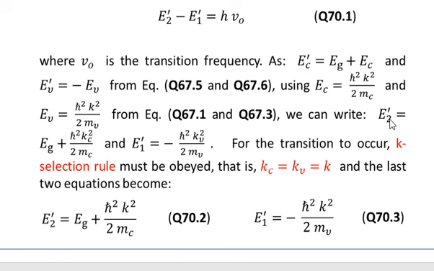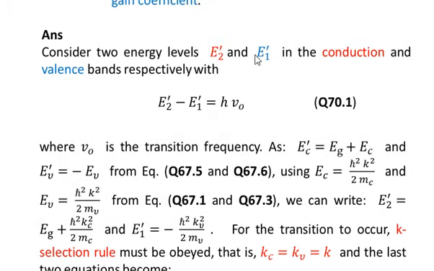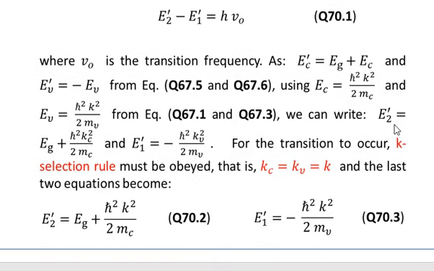Now we can write E2 prime is equal to EG, because we now want to write the energy state for the two levels as we have described above, that is E2 prime and E1 prime, because we are concerned with these two levels, and these two levels are actually the general levels within the conduction band and the valence band respectively. So we are writing E2 prime is equal to EG plus h bar square kc square over 2 mc. So here you see that we are using the wave number kc, and E1 prime can be written as minus h bar square kv square over 2 mv.